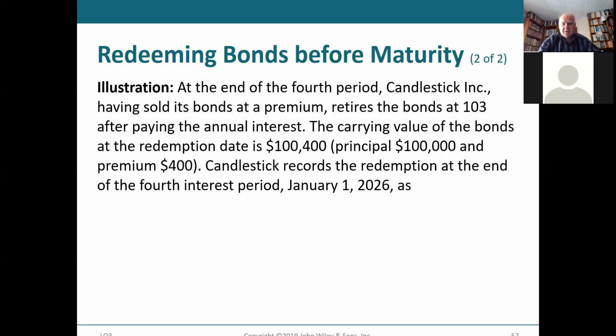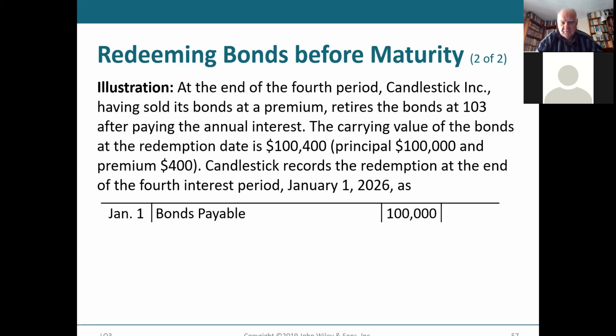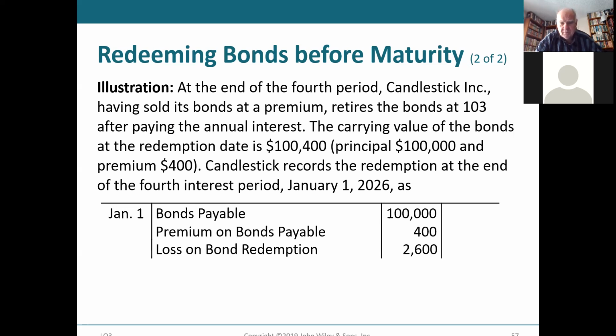At the end of the fourth period, Candlestick, having sold its bonds at a premium, retires the bonds at 103. So they're going to pay 103,000. Doesn't look like there's any fees here. Principal and premium. So let's see how this works out. You're going to see a debit to bonds payable for the 100,000. It looks like they're paying 103,000.